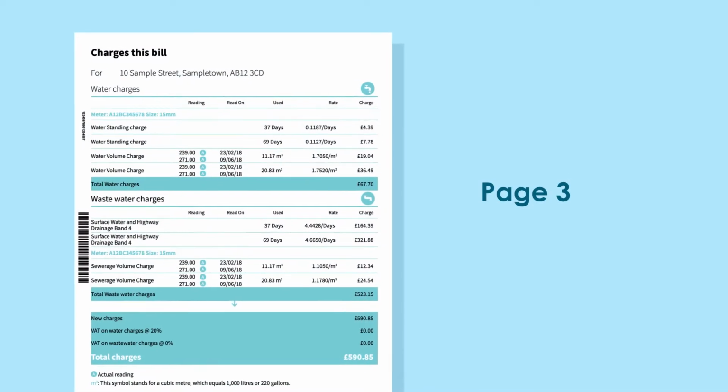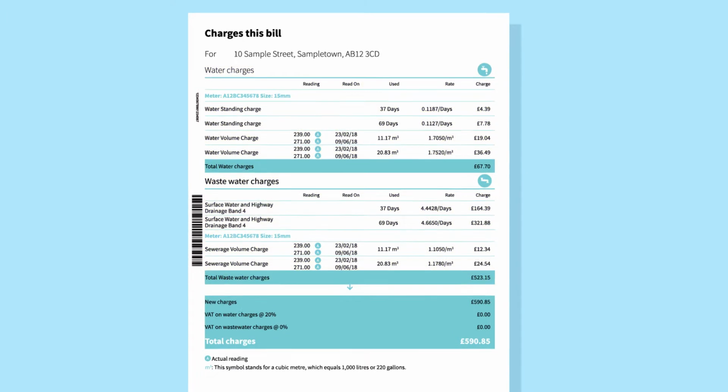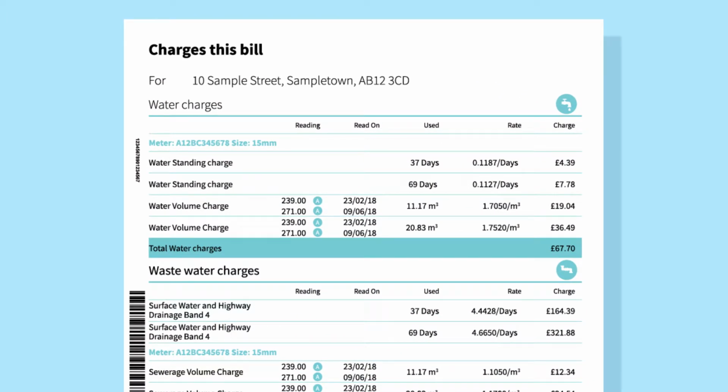Okay, moving on to page 3 of your bill. This is where we get into the detail of what you're paying for. This is separated into water and wastewater charges. Most businesses have both, but some might just have one or the other. Let's start with the water charges. These are for the clean water that comes into your business premises.